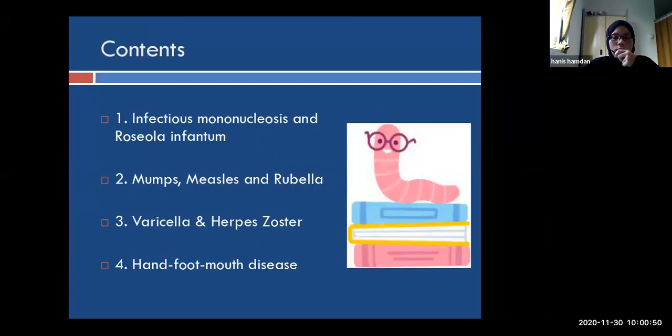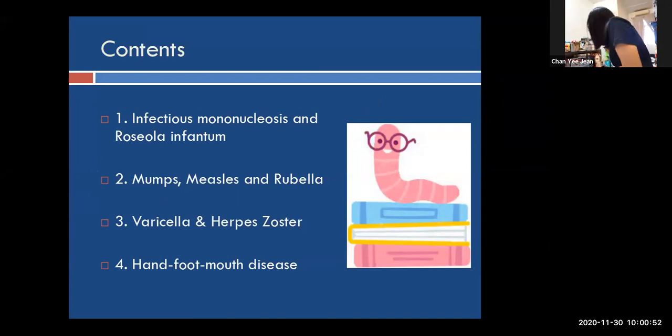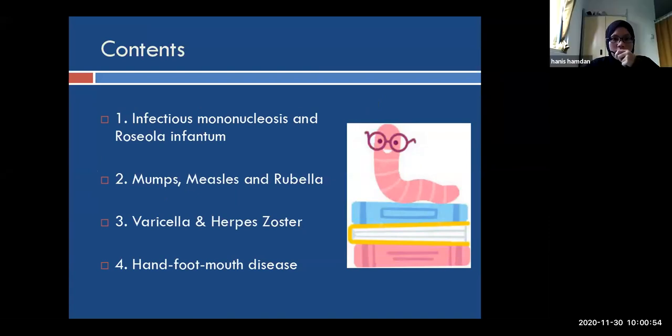And this is the contents for our seminar today. The first is infectious mononucleosis and roseola infantum. Second is mumps, measles, and rubella. Third is varicella and herpes zoster. And last but not least is hand, foot, and mouth disease.